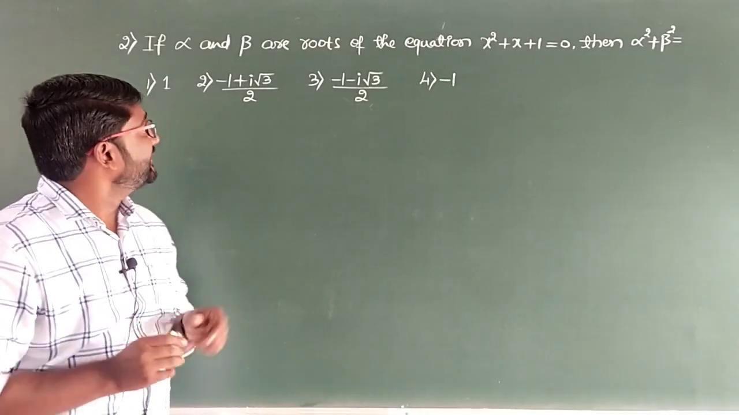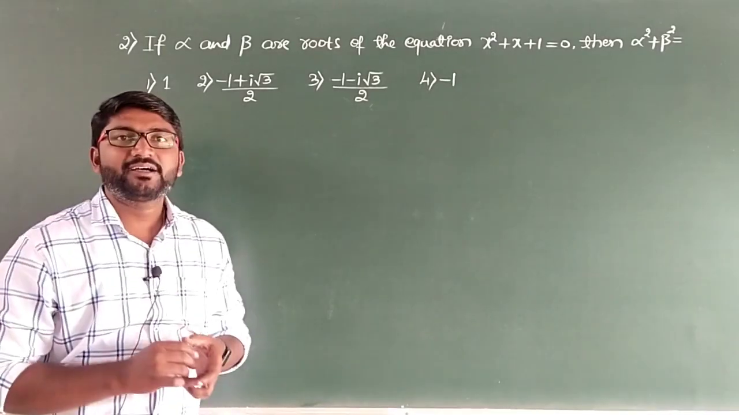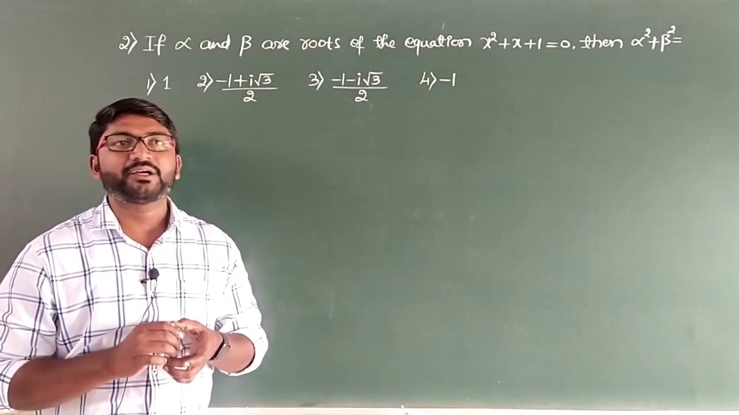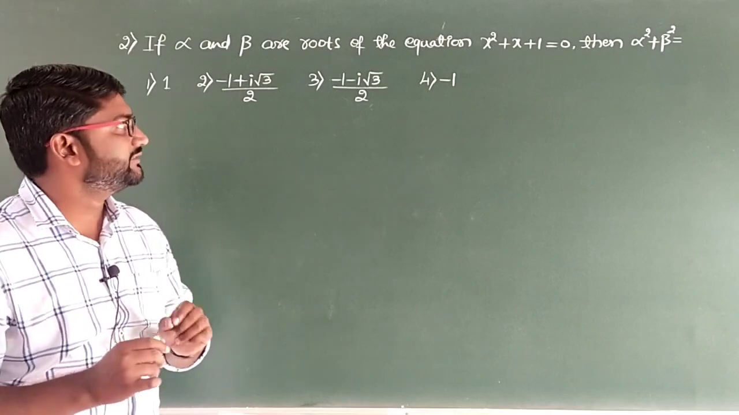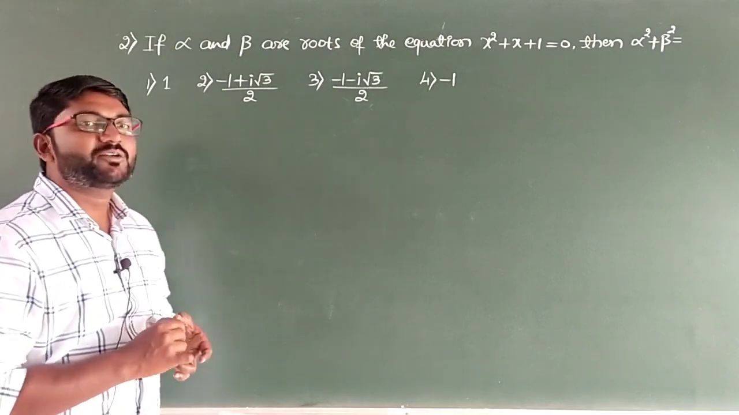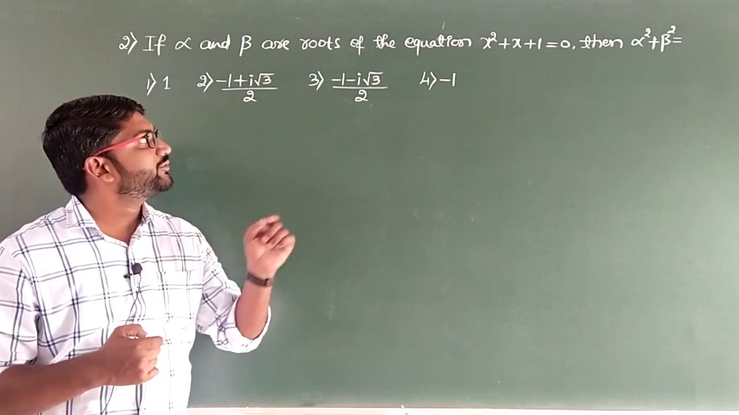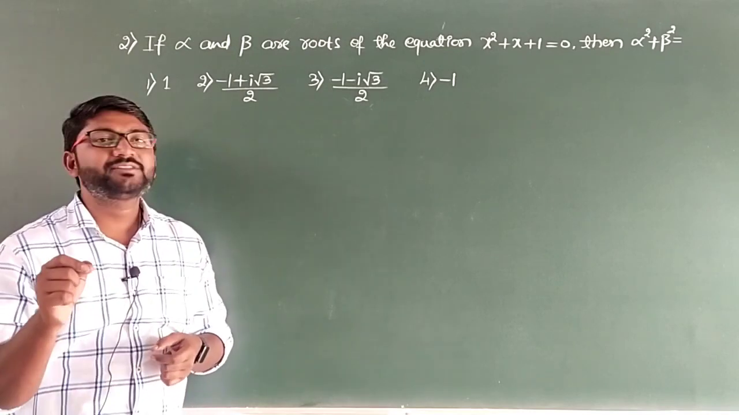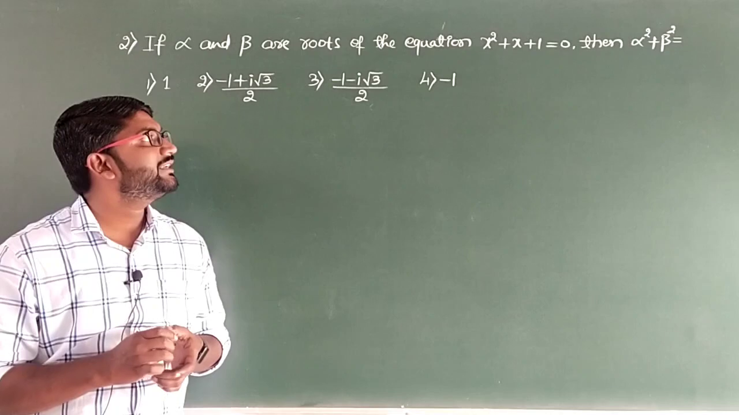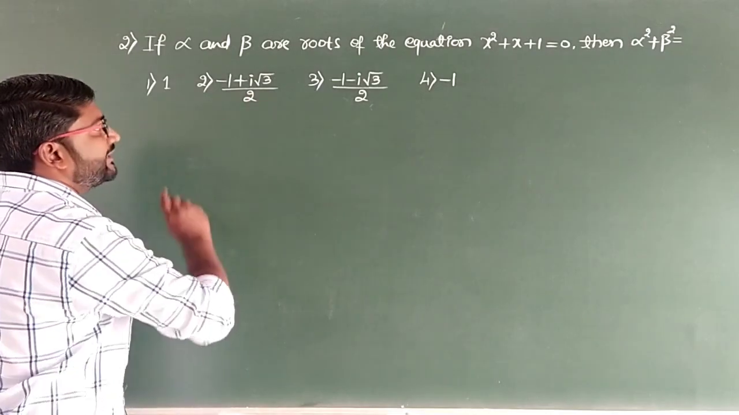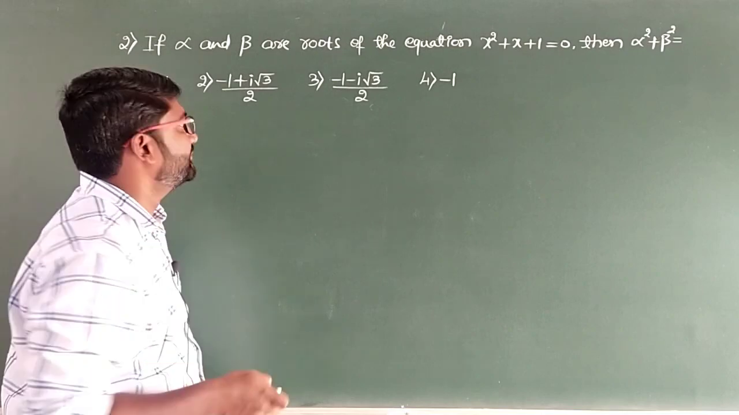Well, question number 2, it is, if alpha and beta are roots of the equation x square plus x plus 1 equal to 0, then alpha square plus beta square is equals to, the four options are 1, minus 1 plus i root 3 by 2, minus 1 minus i root 3 by 2, and the fourth option it is minus 1. So this question was given in Karnataka CET 2019. So let us solve this. We have to make use of the cube roots of unity concept here.